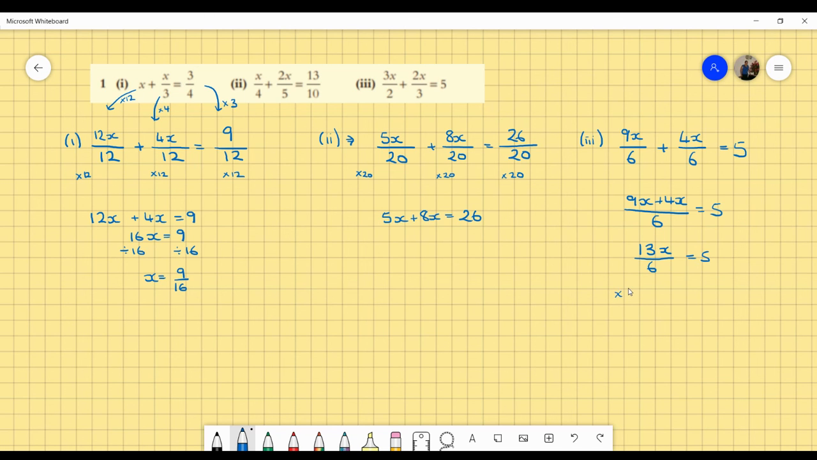And then I don't like the fractions. I'm going to multiply both sides by 6. So I've got 13x equals 30, and then you can solve it from there.